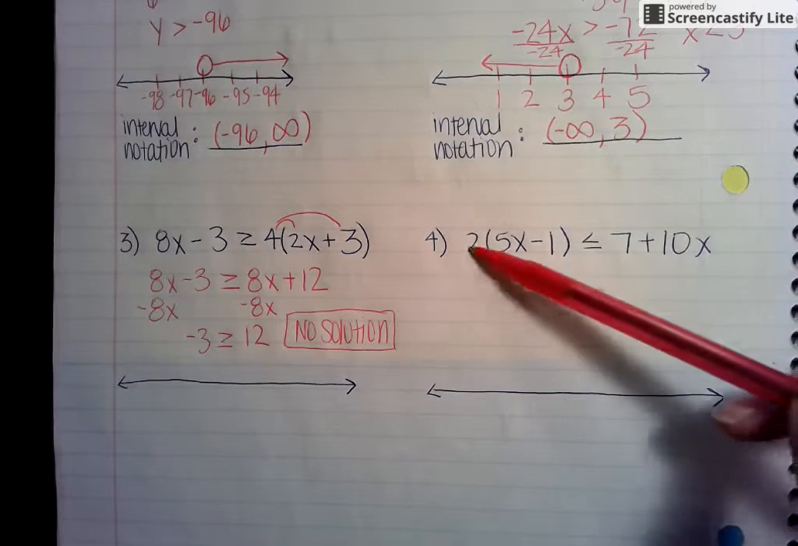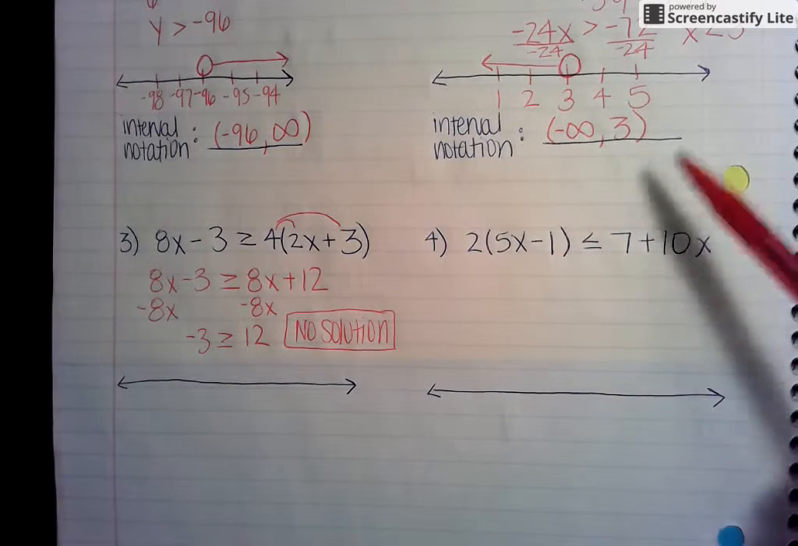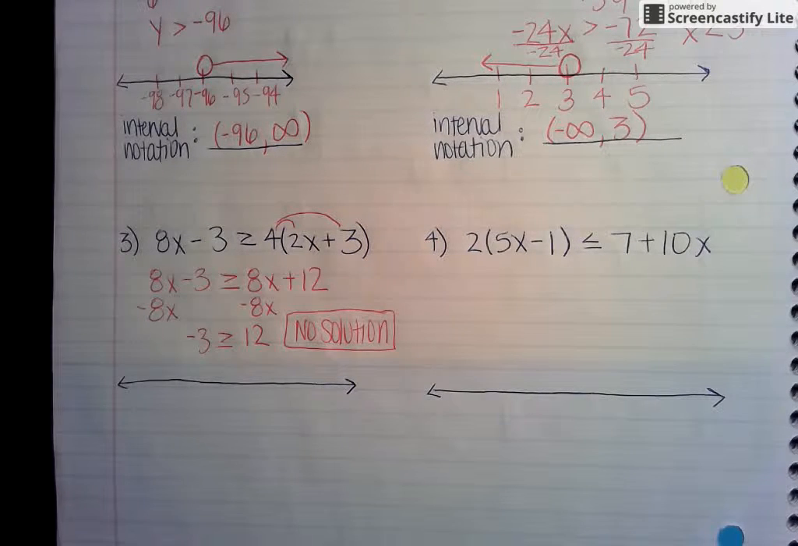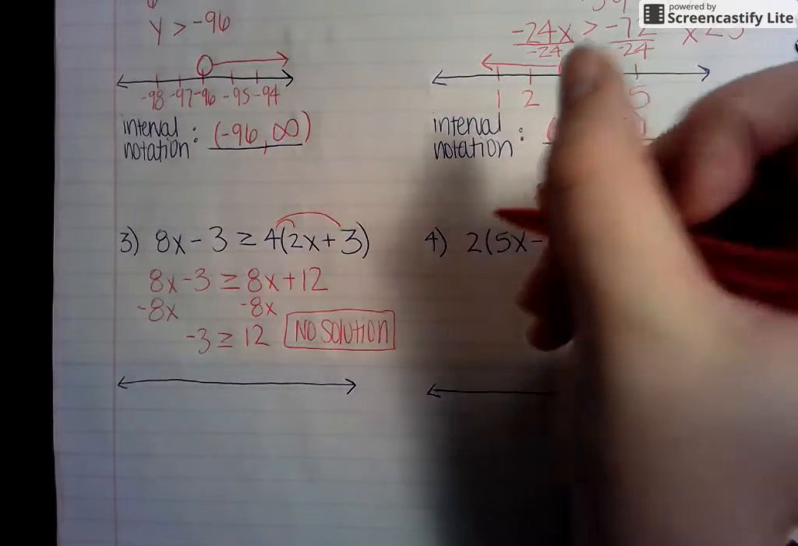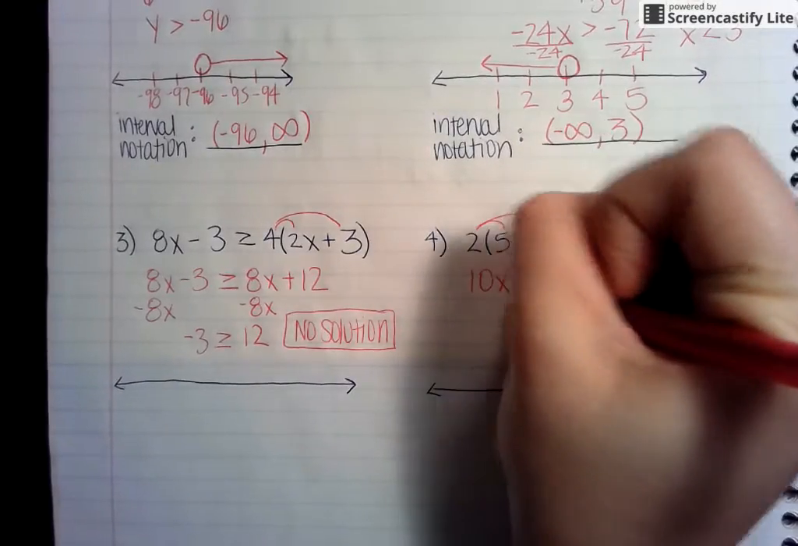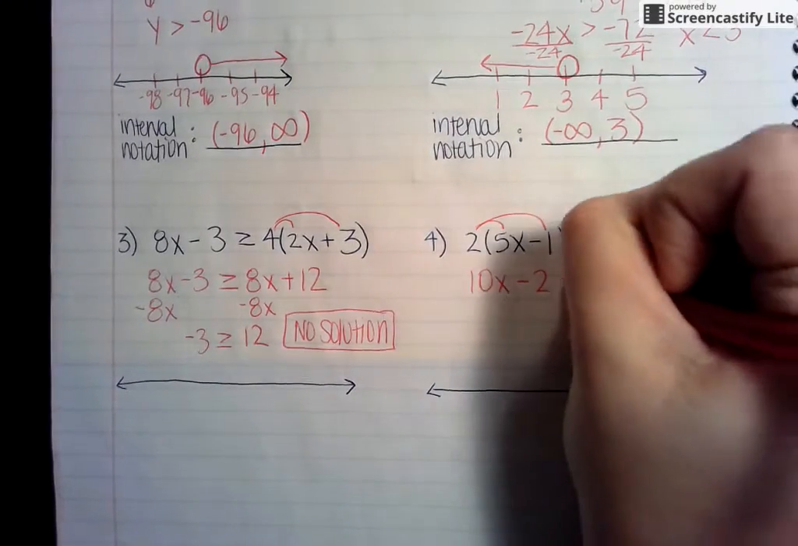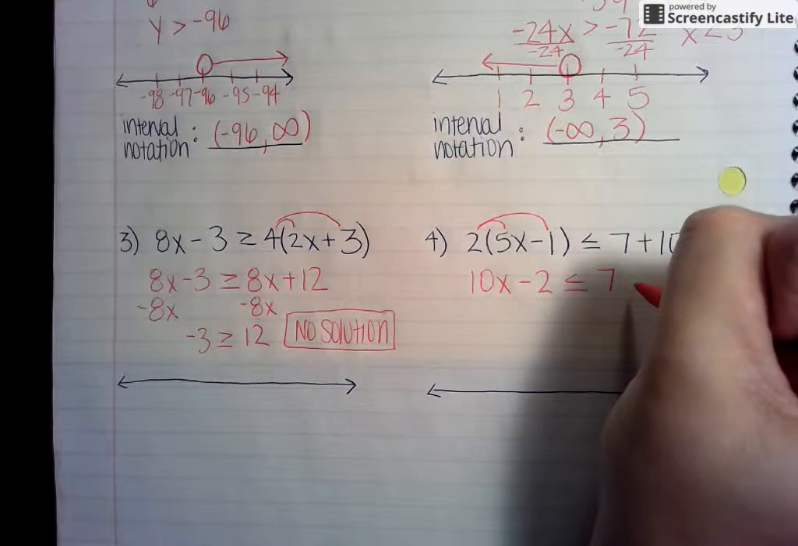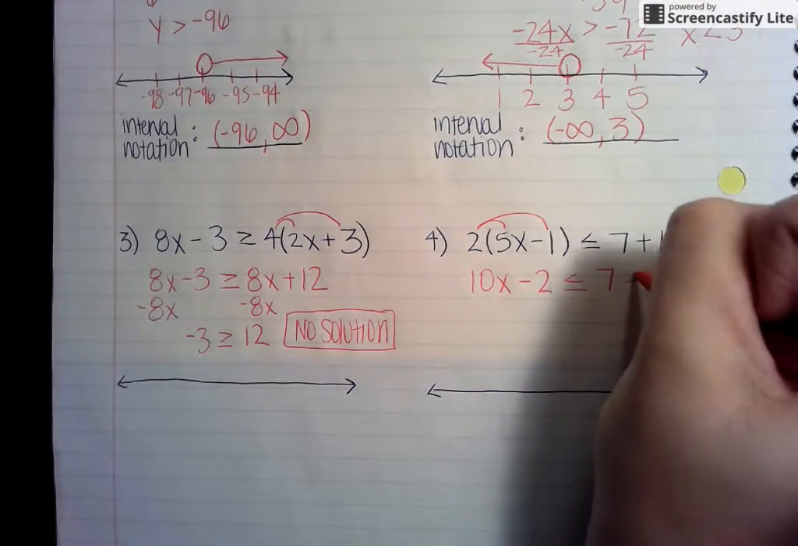This next one says 2 times 5x minus 1 is less than or equal to 7 plus 10x. So now this is having variables on both sides of the inequality. So it's just like solving an equation. So I want to make sure I distribute that 2 first. So I have 10x minus 2 is less than or equal to 7 plus 10x.